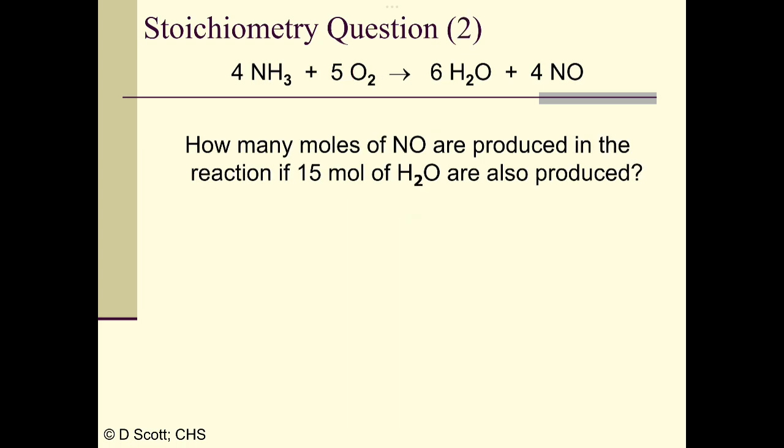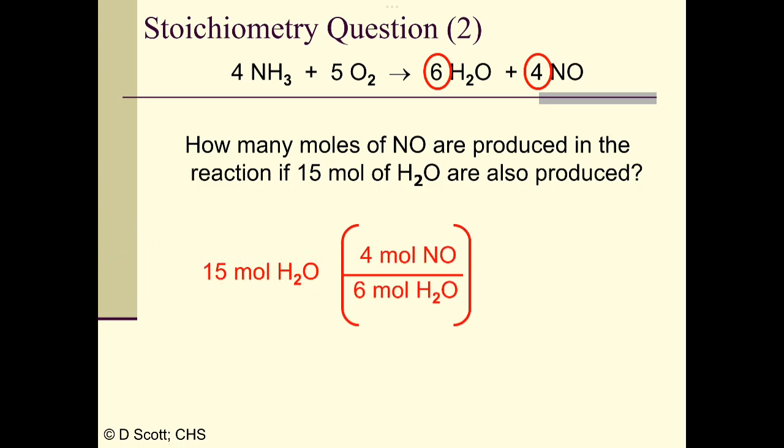Let's try this again. If we have an example like here: how many moles of nitrogen oxide are produced in the reaction if 15 moles of water are also produced? So again, we're going to write the given, 15 moles of water, and for us to be able to cancel out the moles of water, we need to get the coefficient of the water.